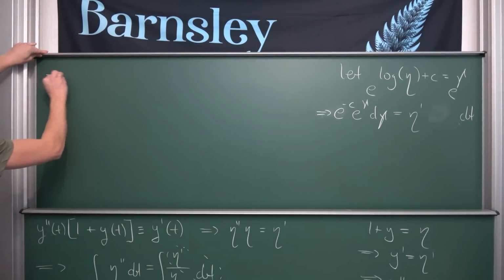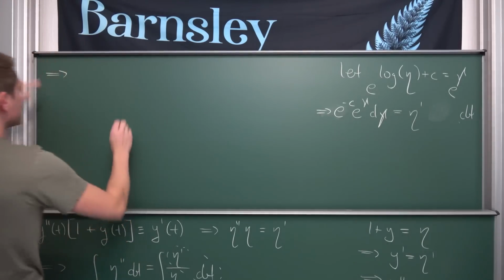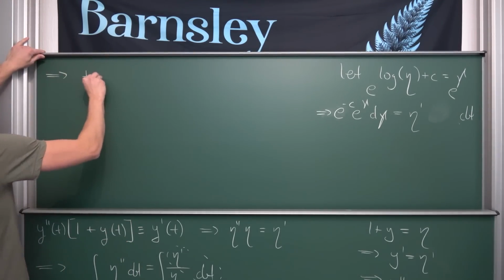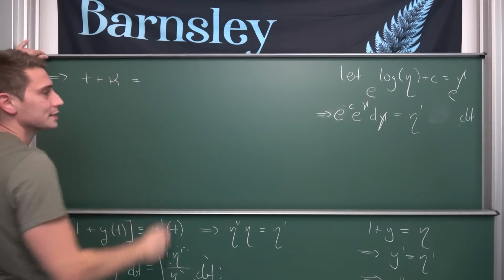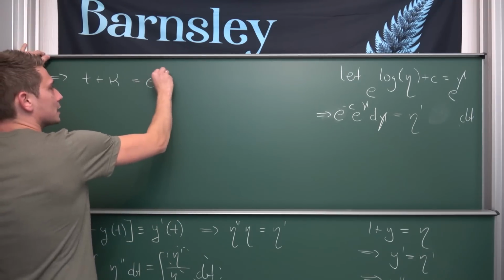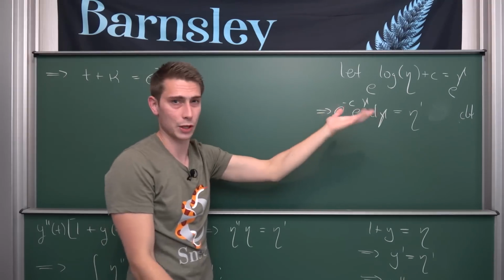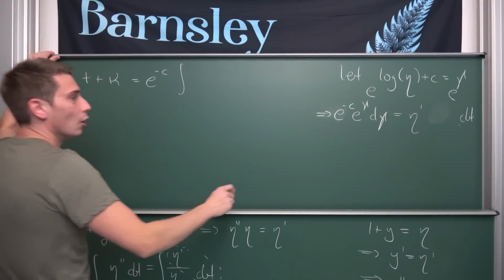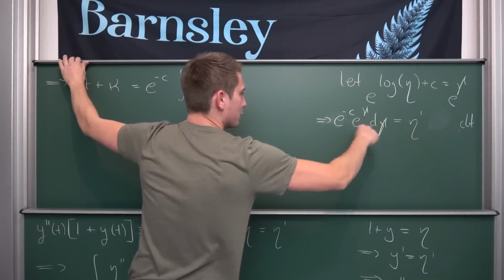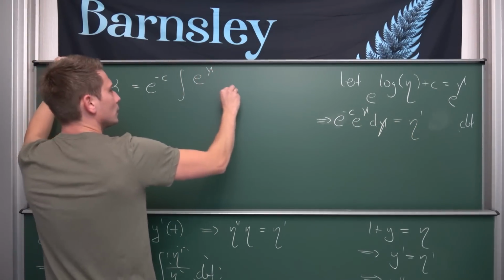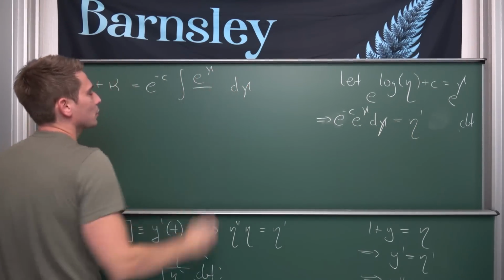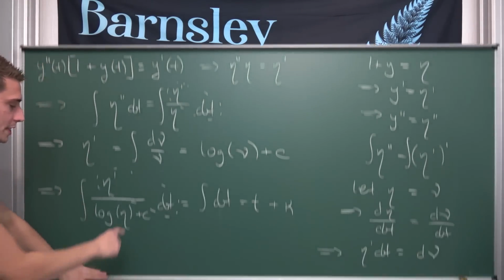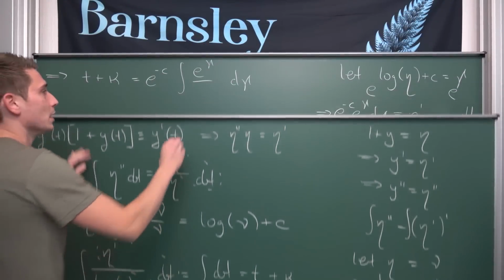Meaning overall, if we were to plug everything in after the substitution, we are going to get t plus kappa on the one side. It's going to be equal to e to the negative c. It's not with respect to gamma, so we can bring it to the front of the integral using linearity, times the integral of, and now obviously this part is nothing but e to the gamma, and then d gamma. What are we going to get down here in the denominator? Well, we substituted everything to be just gamma.